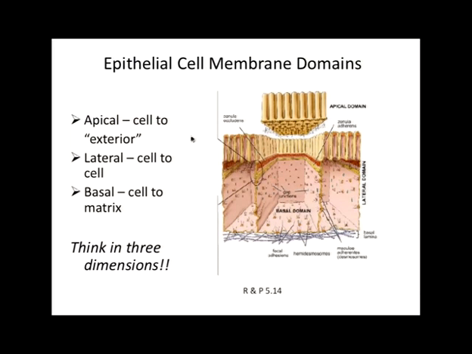So we call these different zones membrane domains. And the top portion is the apical portion, and that will have specializations of the membrane that deal with the cell and the exterior functions, okay? The lateral domain will have cell-to-cell types of interactions. There are going to be some junctions here. There are going to be some foldings of the membrane to increase it. And then finally, in the basal domain, it will be cell-to-matrix interactions. And remember that below this, we're going to have that extracellular structure, the basal lamina, that will separate this compartment from the connective tissue compartment, right? So remember, we're going to think in three dimensions.